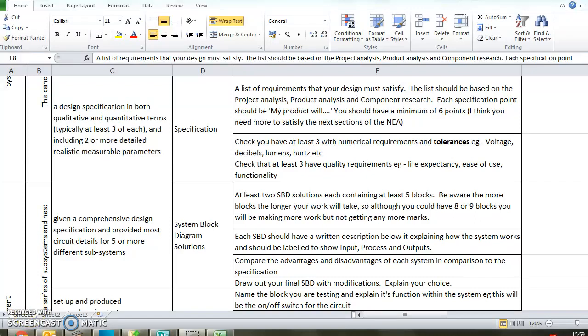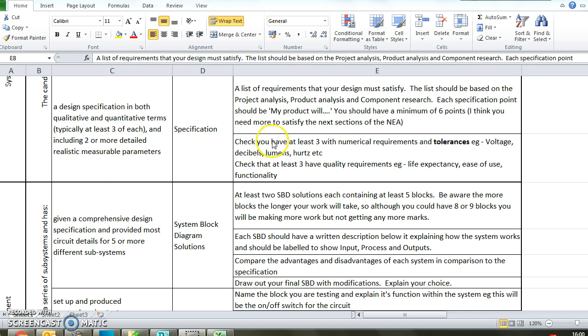So looking at the mark scheme for your specification, the statement says a design specification in both qualitative and quantitative terms. Qualitative referring to the quality of the product. Quantitative, something where there is a numerical value to go with it. There should typically be at least 3 of each, and including 2 or more detailed, realistic, measurable parameters. So basically, you've got to have your numbers in there.